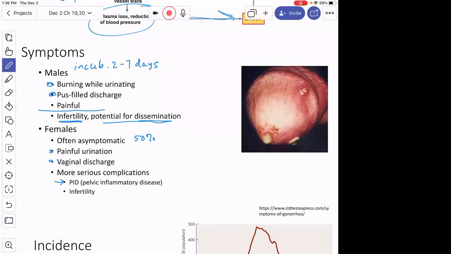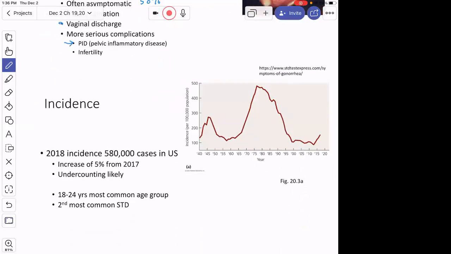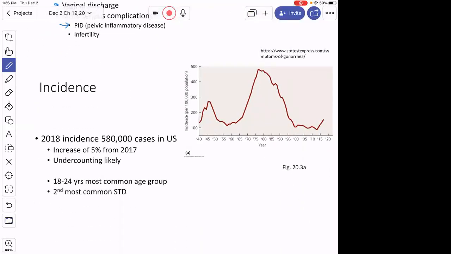repercussions there. What about the incidence? It's difficult to get accurate statistics here. This is not a notifiable disease.